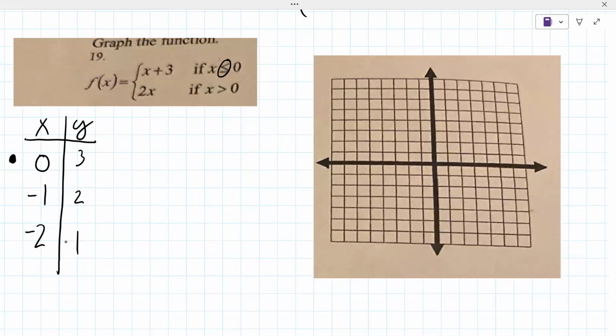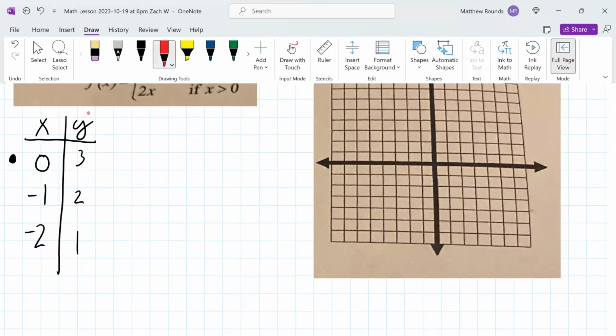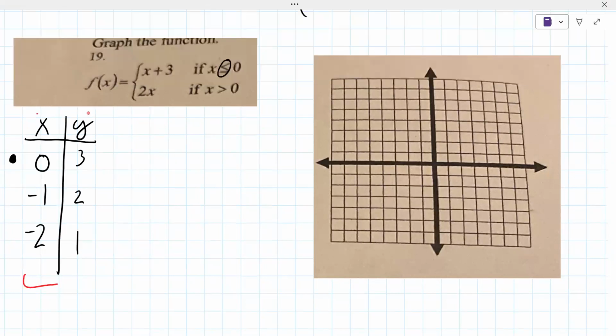Okay. So now we go to the graph. You want to graph as you go. So I'm going to do that in, I guess I'll use red here. We'll do this one in red. So 0, 3, -1, 2, and -2, 1, like that.